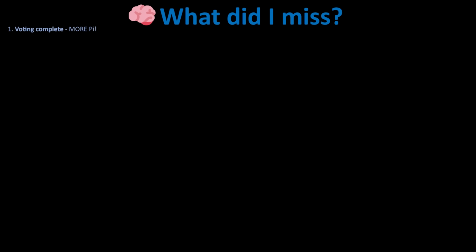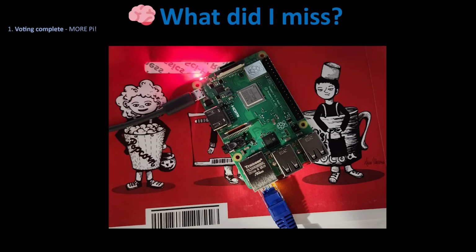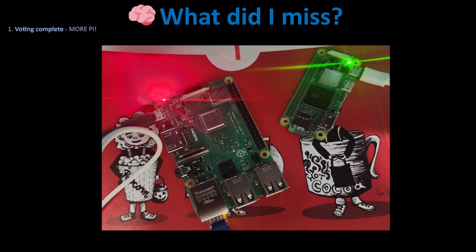Number one, the voting is in. People agree that the only thing better than Pi is more Pi. You spoke, and I listened. I'm currently working on a bulletproof video showing the install of Nebula Sync on a dual Pi-hole setup.